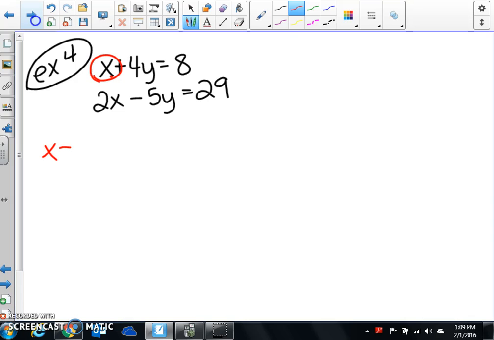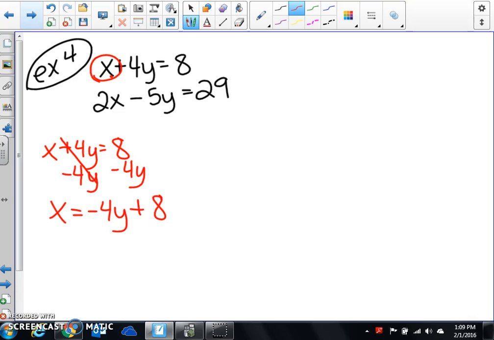So I'm going to go ahead and take x plus 4y equals 8 to the side. And I'm going to solve for x by just subtracting 4y from both sides. So now x equals negative 4y plus 8, okay? I'm going to take this x equals, and I'm going to plug it in for here. If I were you, I would get rid of this equation so you're not tempted to reuse it, okay? So now I'm going to plug in that x right there.